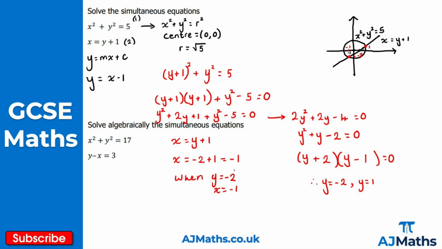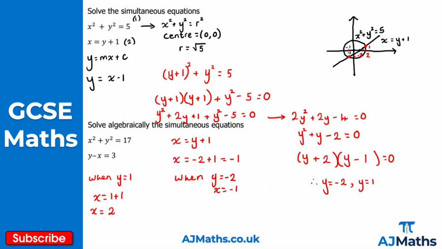And when y is positive 1, what do we get here? Well, x is equal to y plus 1, so x is equal to 1 plus 1, giving me x equals 2 there. Okay. And again, if we take a look at this, that makes sense, right? When we look at this here, that's 2 units along, that makes sense. And there we have it. So them are our solutions.